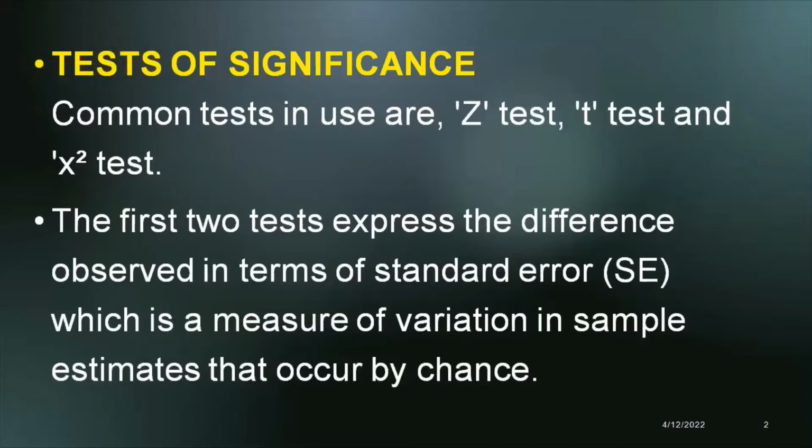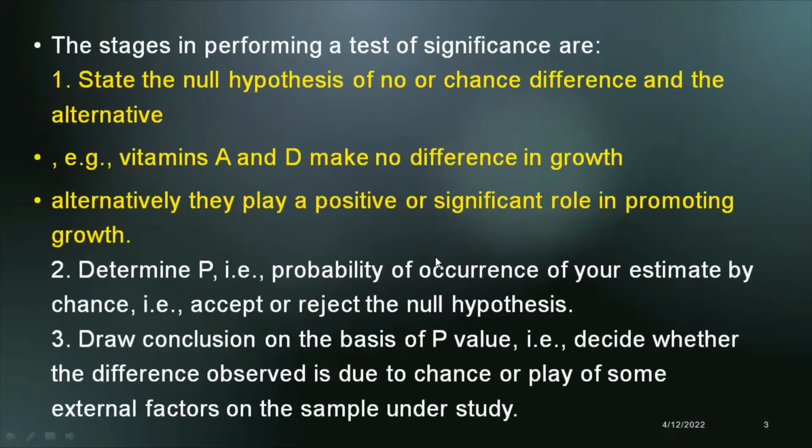The first two tests, that is Z test and T test, use the difference observed in terms of standard error. So in these two tests, we use the difference between two observations and also the standard deviation and standard error. Whereas in chi-square test, we use the proportion and we don't use mean, standard deviation and standard error. So in this lecture, we will discuss the Z test.